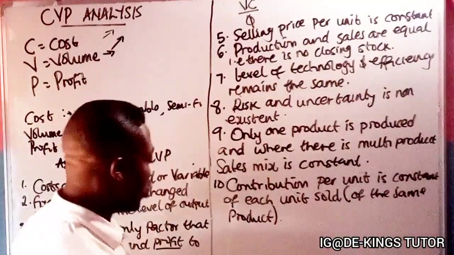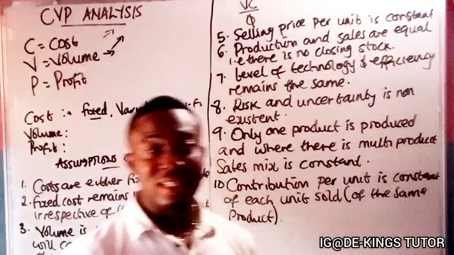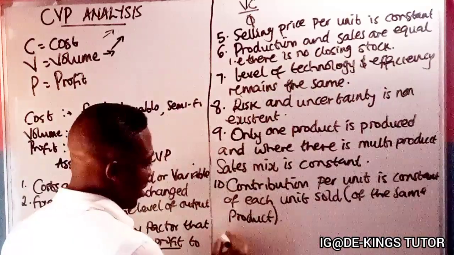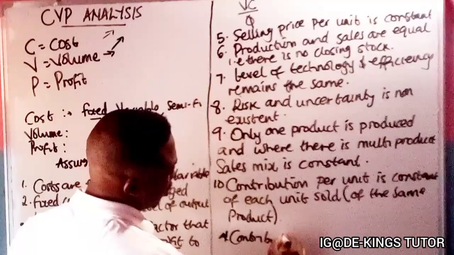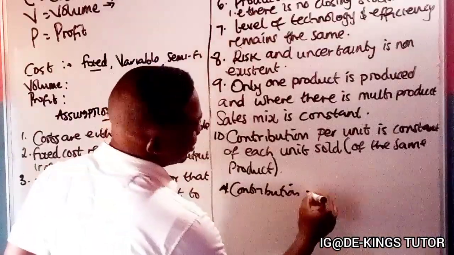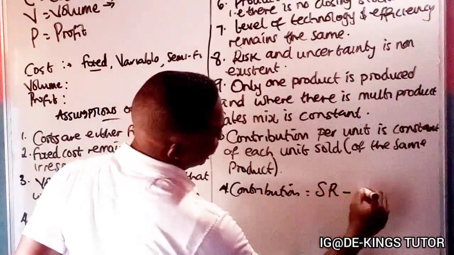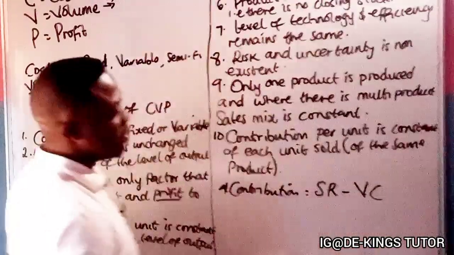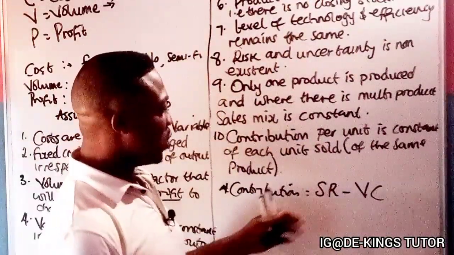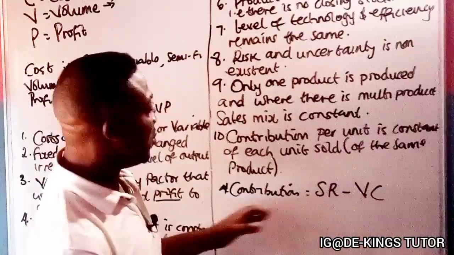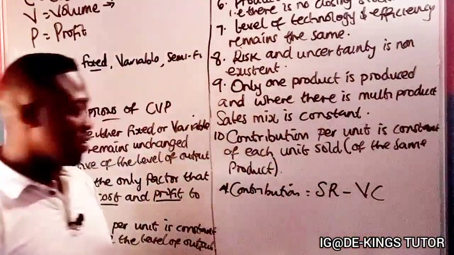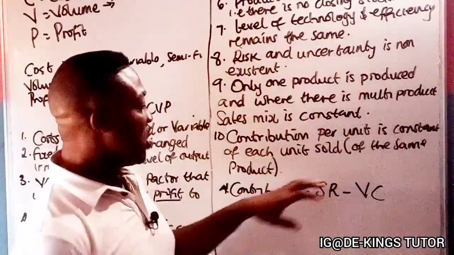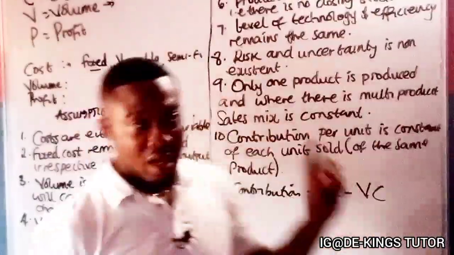Okay, so what is contribution? Now, contribution is seen as the sales revenue less the variable cost. That is how we get contribution. Contribution is seen as the sales revenue, or what we call the total revenue, minus the variable cost. The sales revenue minus the variable cost will give us contribution. Okay, so these are some of the assumptions of the CVP analysis.